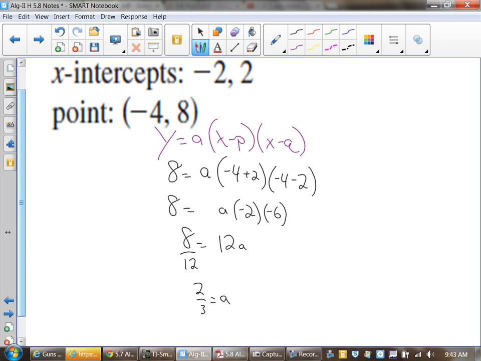So if your A value is 2/3, your final equation would look like y equals 2/3 times the quantity x plus 2, x minus 2. And when you have x plus 2, x minus 2, it doesn't matter which one goes first. As long as the A value is right and your intercepts are correct, you're fine.